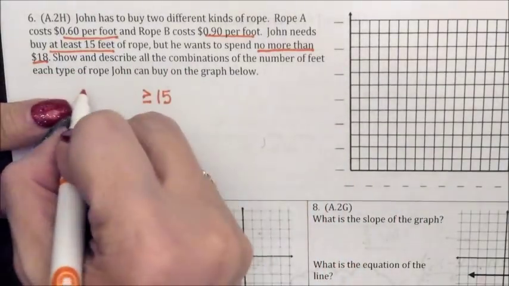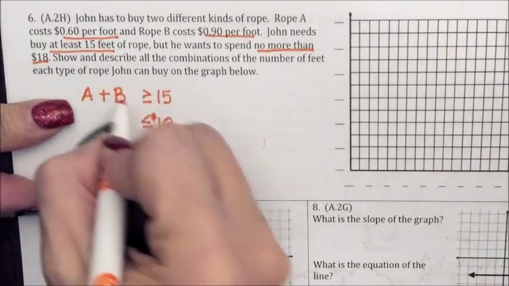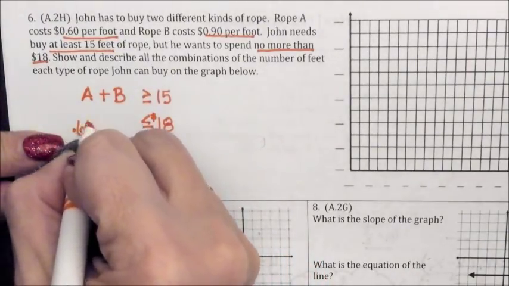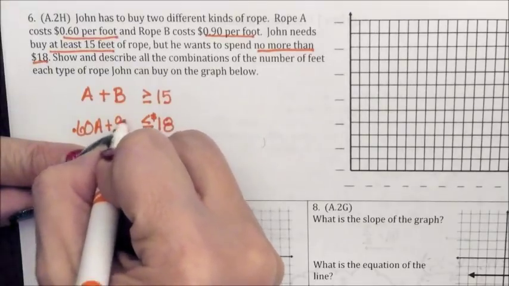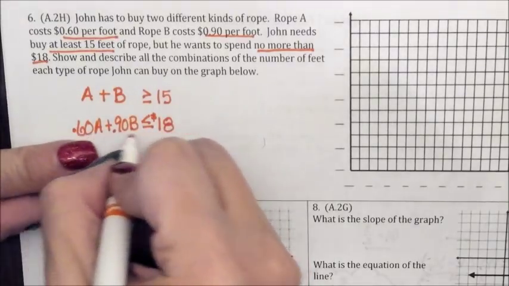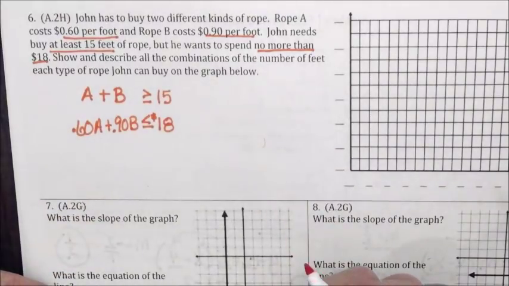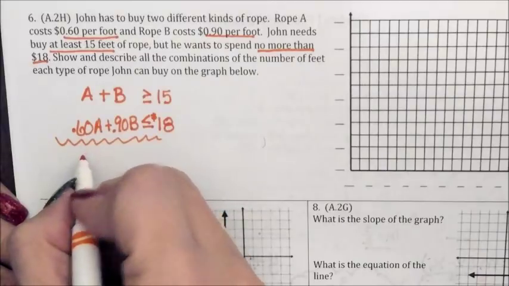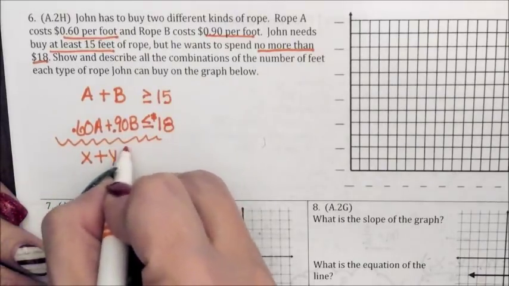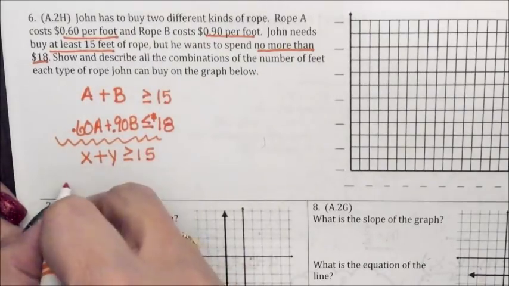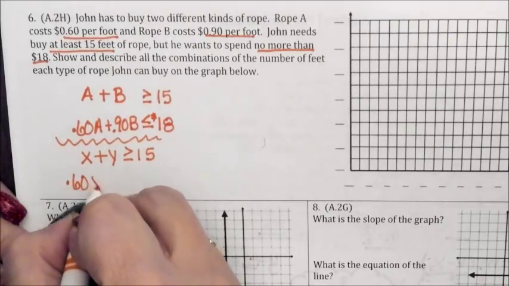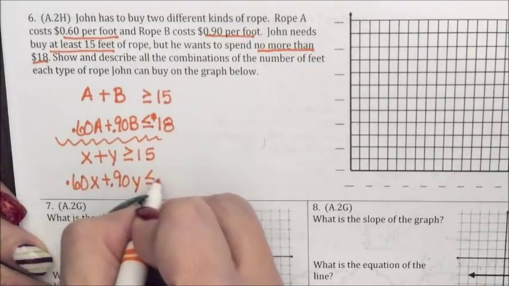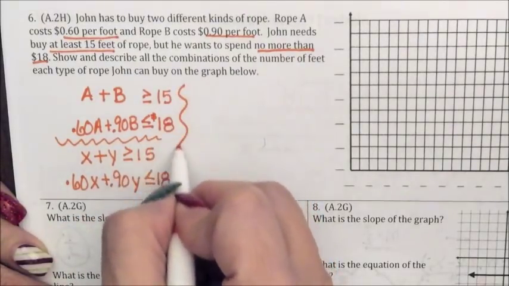If I buy rope A and B, I need 15 feet. But rope A is 60 cents and B is 90 cents. When I add how much money I spend, I need it to be less than 18. So I'm going to convert this to X and Y. I'm going to say X plus Y is greater than or equal to 15, and 0.60X plus 0.90Y is less than or equal to 18.